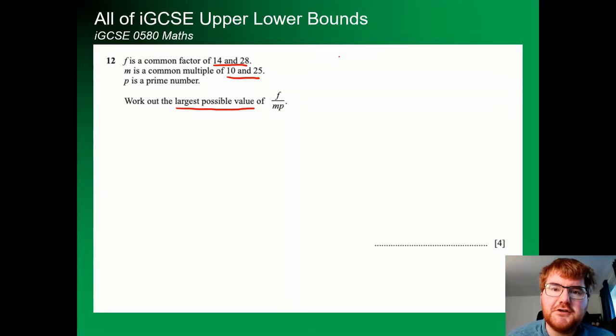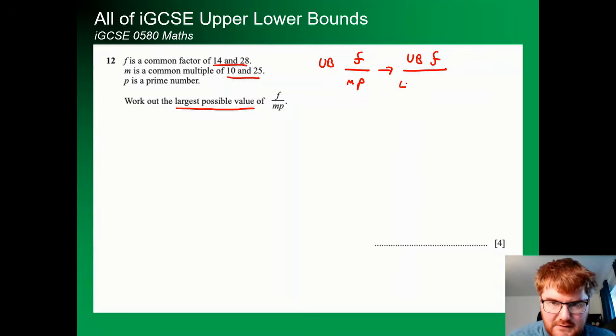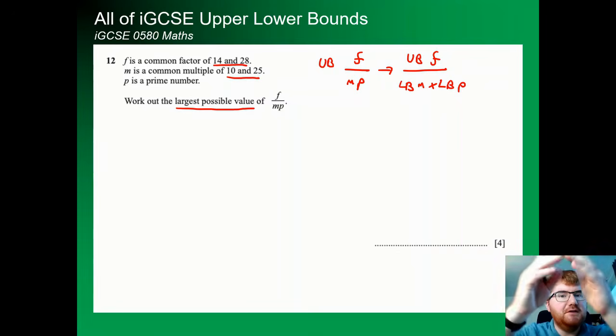Whenever you get a fraction, and you want an upper bound of this fraction, and this works for speed, distance, time, and a lot of other questions, the way we want to do this is we want the biggest number possible on the top of the fraction, so the upper bound of f, and we want the smallest bound, the lower bound of m, and the lower bound of p. So whenever you get a fraction question like this, to get the upper bound of this fraction, you want the biggest thing on top and you want the smallest at the bottom.